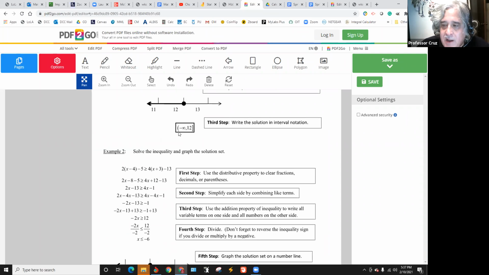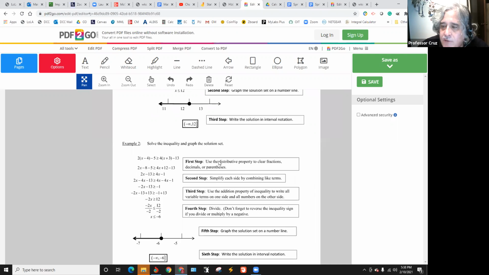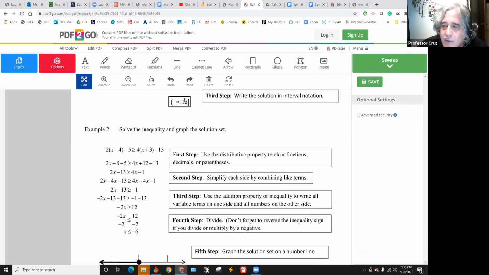So what this is saying is that the solutions to this inequality are anything from way, way down to negative infinity, all the way up to including 12. And you can tell that just from looking at that right there. That's what that means.